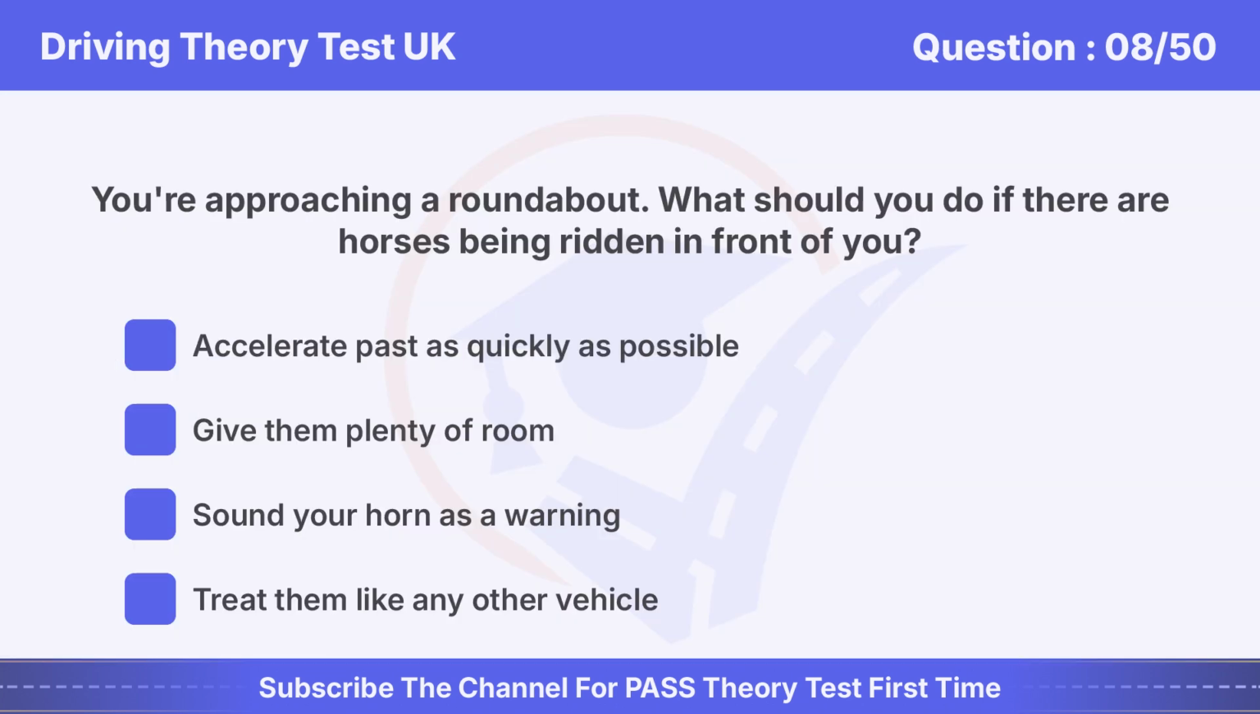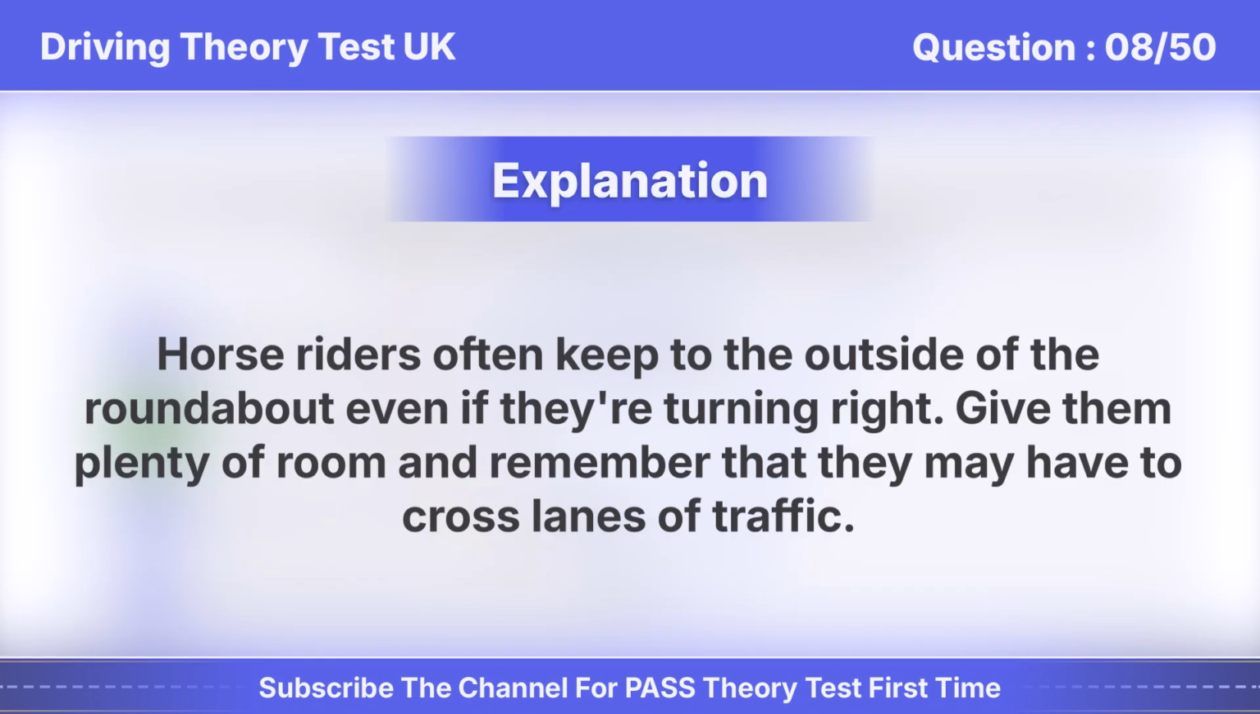Question 8. You're approaching a roundabout. What should you do if there are horses being ridden in front of you? Answer is B. Give them plenty of room. Horse riders often keep to the outside of the roundabout even if they're turning right. Give them plenty of room and remember that they may have to cross lanes of traffic.